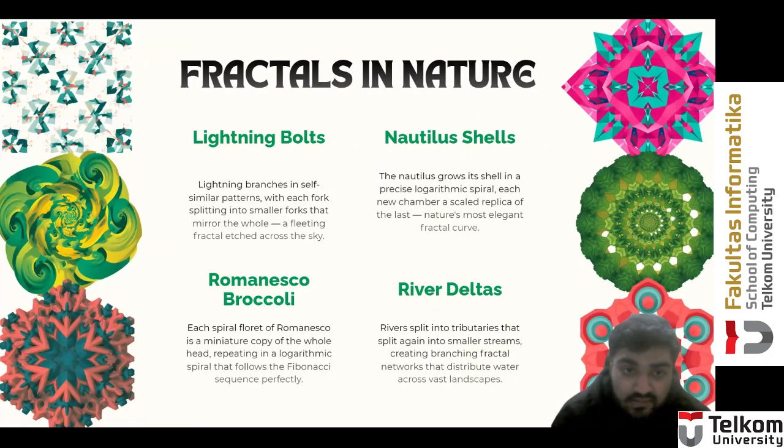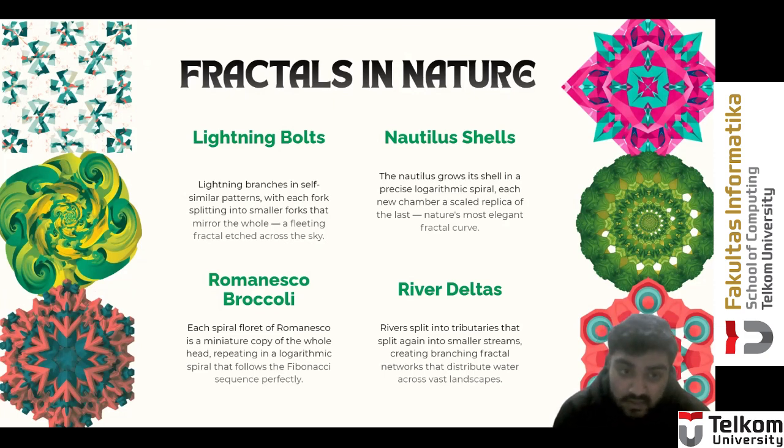Some examples of these are lightning bolts. Lightning branches in self-similar patterns, with each fork splitting into smaller forks that mirror the whole, a fleeting fractal etched into the sky. Nautilus shells grow in a precise logarithmic spiral, each new chamber a scale replica of the last, nature's most elegant fractal curve.